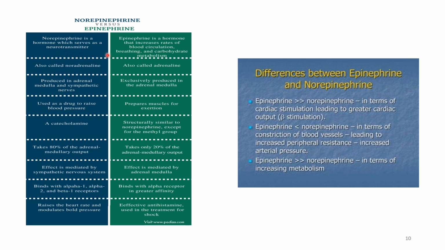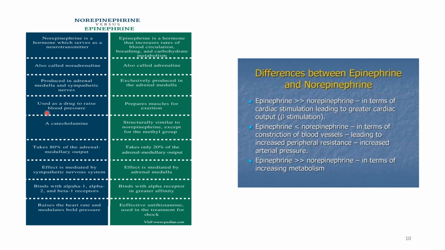Norepinephrine is a hormone which serves as a neurotransmitter. Epinephrine is a hormone that increases the rate of blood circulation, breathing and carbohydrate metabolism. So in metabolism, actually epinephrine is important. Norepinephrine is also called noradrenaline. Epinephrine is also called adrenaline. Norepinephrine is produced in adrenal medulla and sympathetic nerves, whereas epinephrine is exclusively produced in adrenal medulla. So nerves can synthesize norepinephrine.